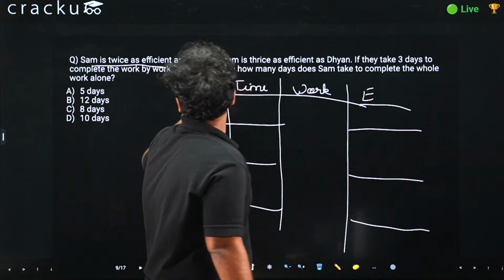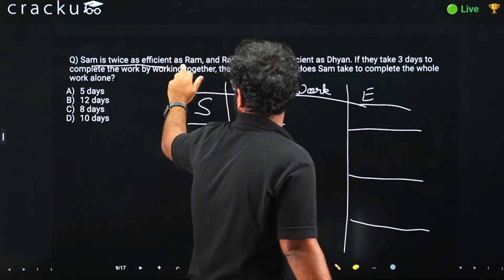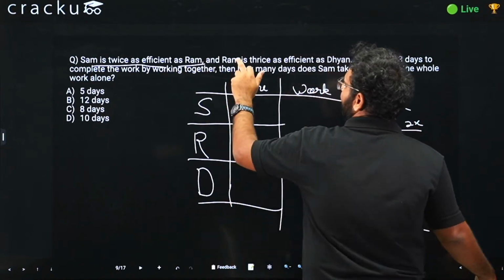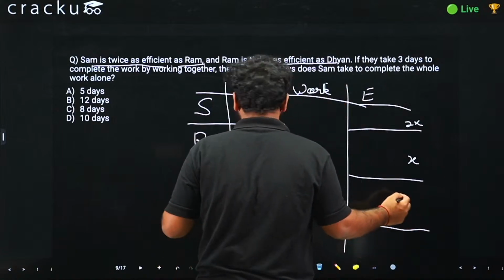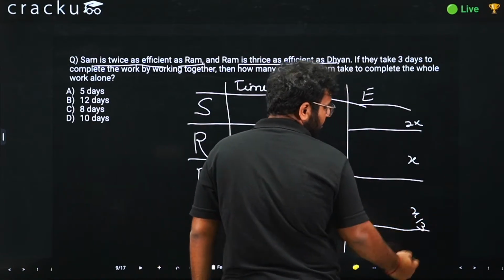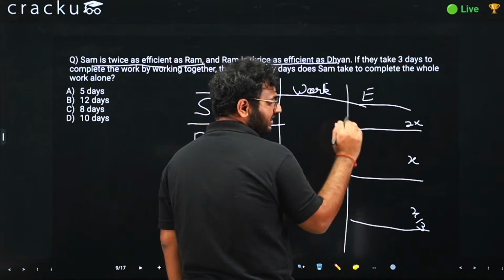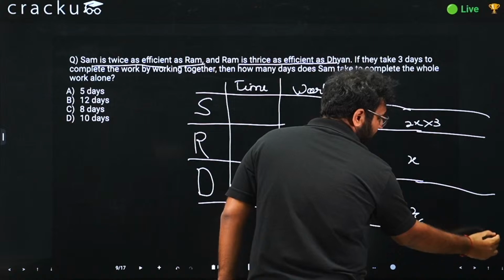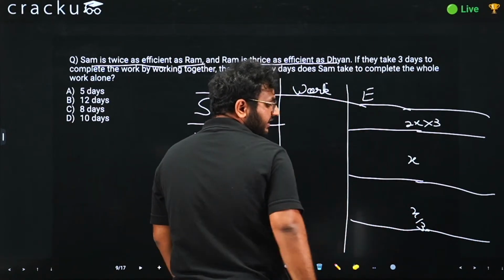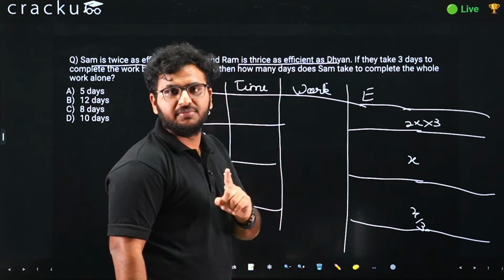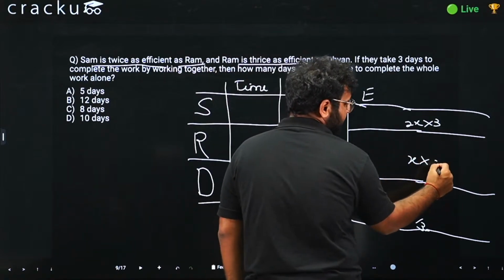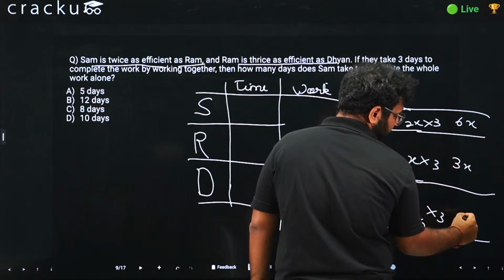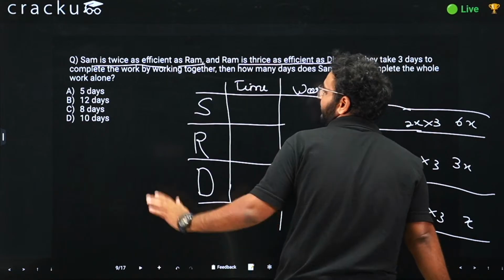Sam is twice as efficient as Ram, so if Ram is X, Sam is 2X. And Ram is thrice as efficient as Dhyan, so Dhyan is X by 3. Now I will multiply everything by 3 so the ratio remains the same. I don't like fractions, so I want the denominator to be 1. So this is 6x, this is 3x, and this is x.